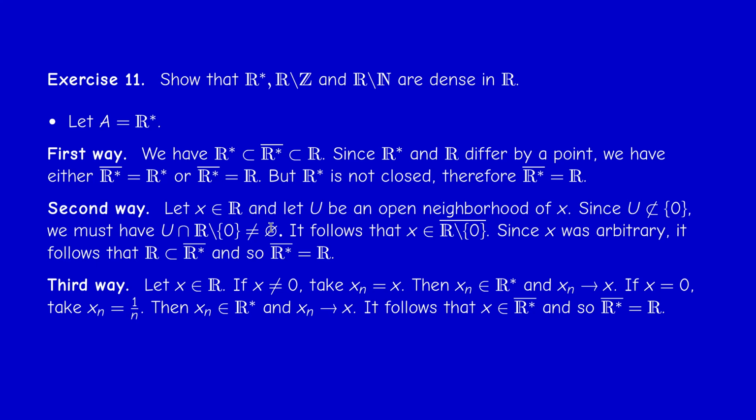Okay, this concludes the first item, R star. Now, R without Z, we will also do a parallel of these three methods. You choose the one you like or you understand the best. Okay, so consider the case of the complement of the integers, R without Z.